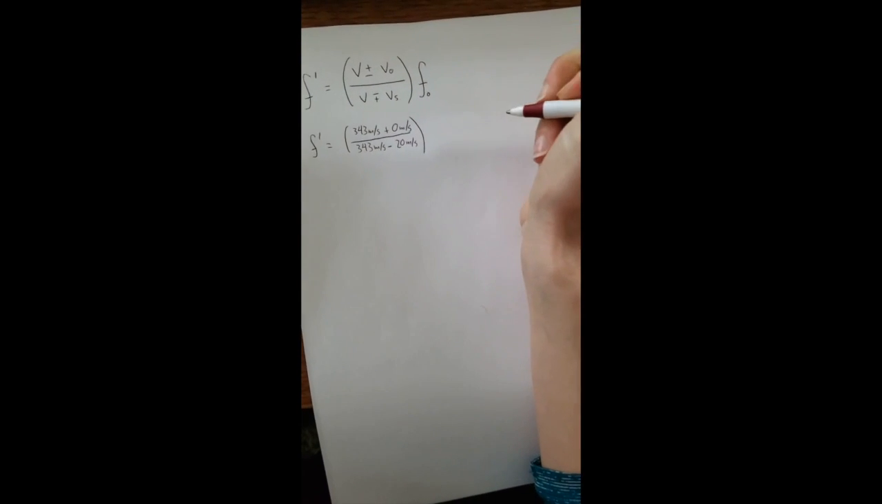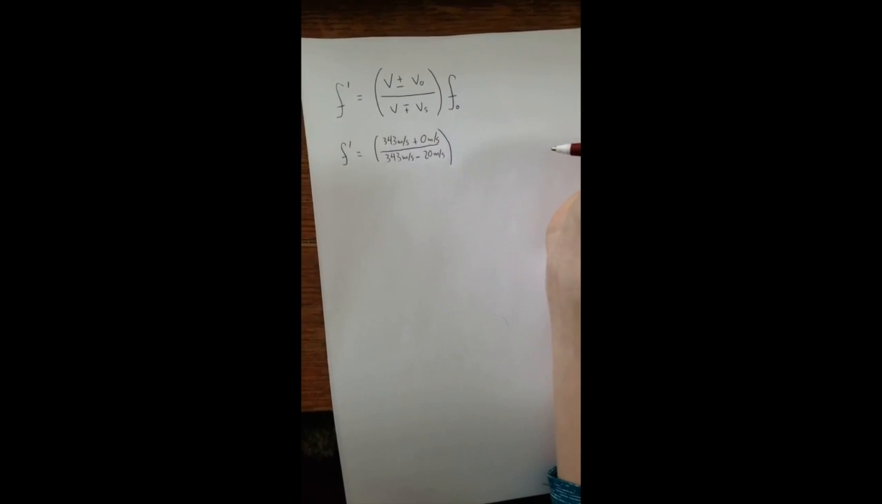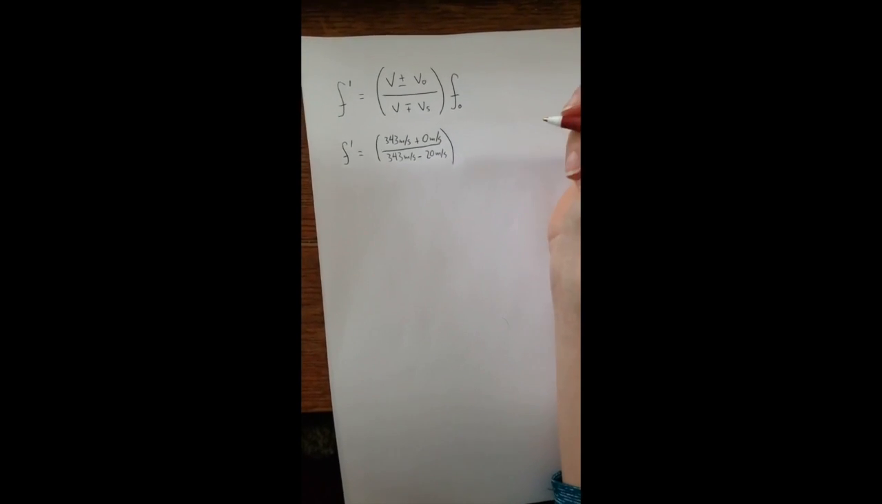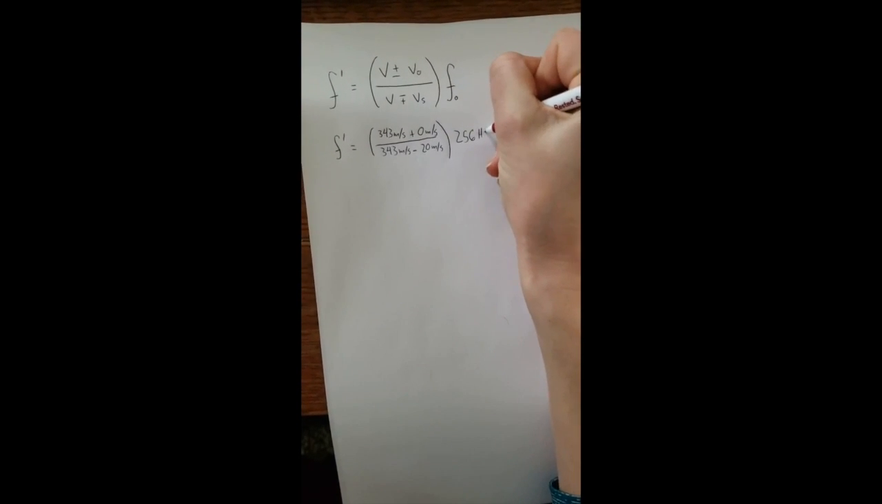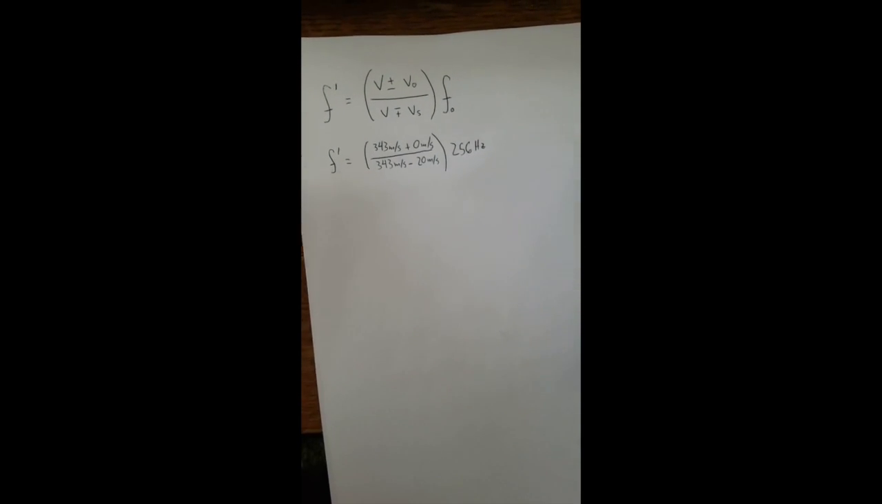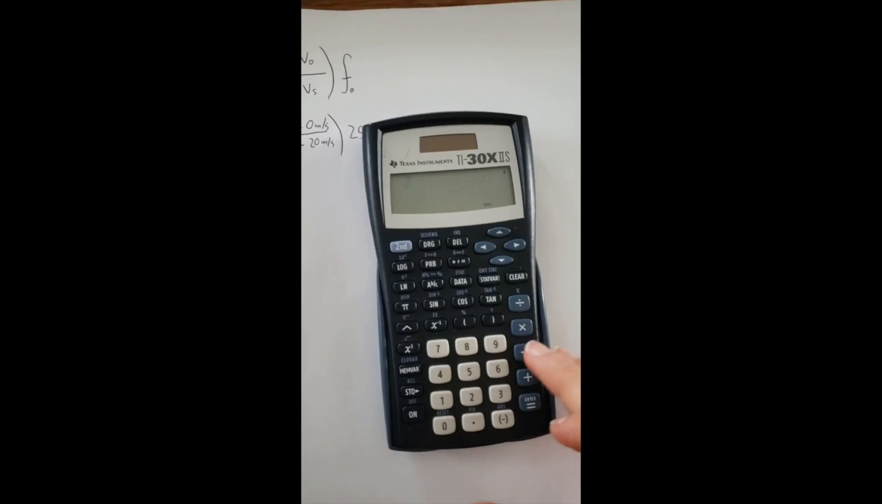Then we're going to multiply that by the original frequency. The original frequency given in our problem is 256 hertz, so we will put that here. You will then go to your calculator and calculate that. I'll do that really quick. If you want to watch, you can. If not, you can just skip forward.